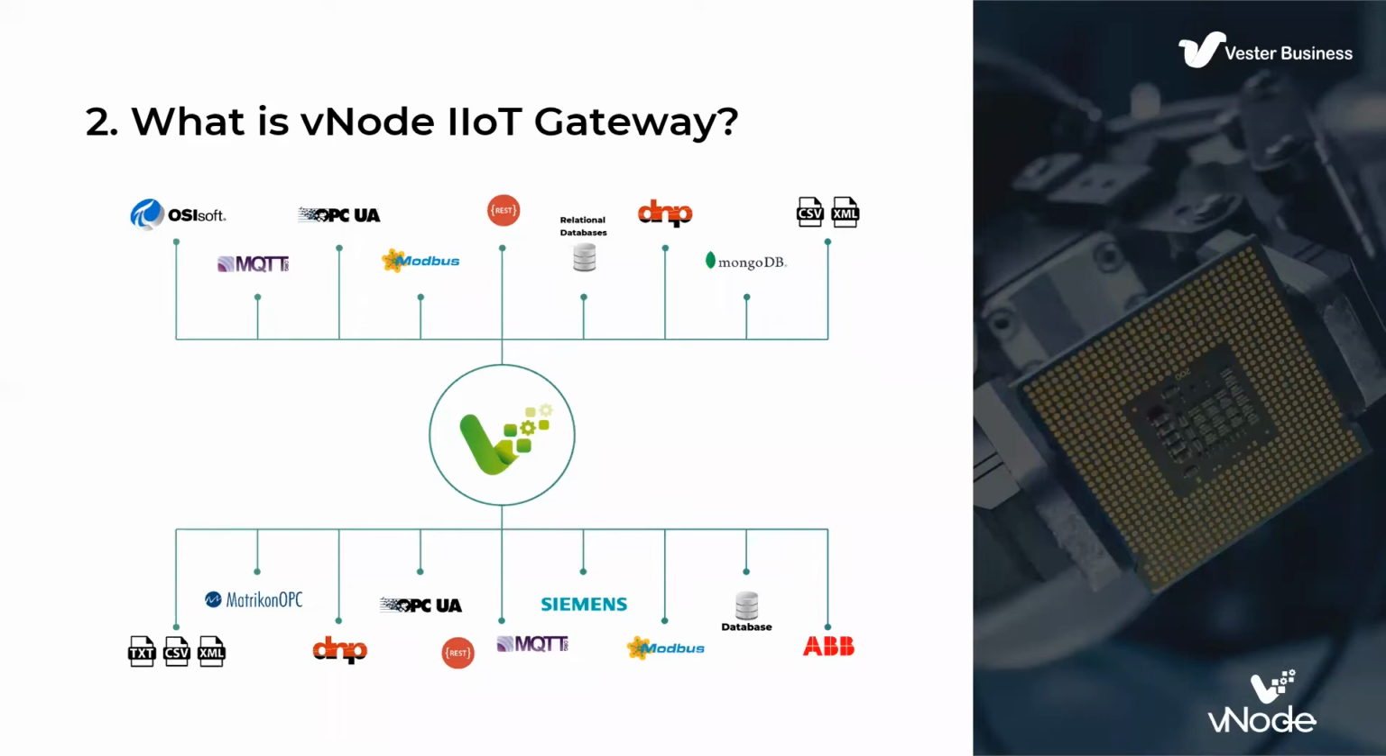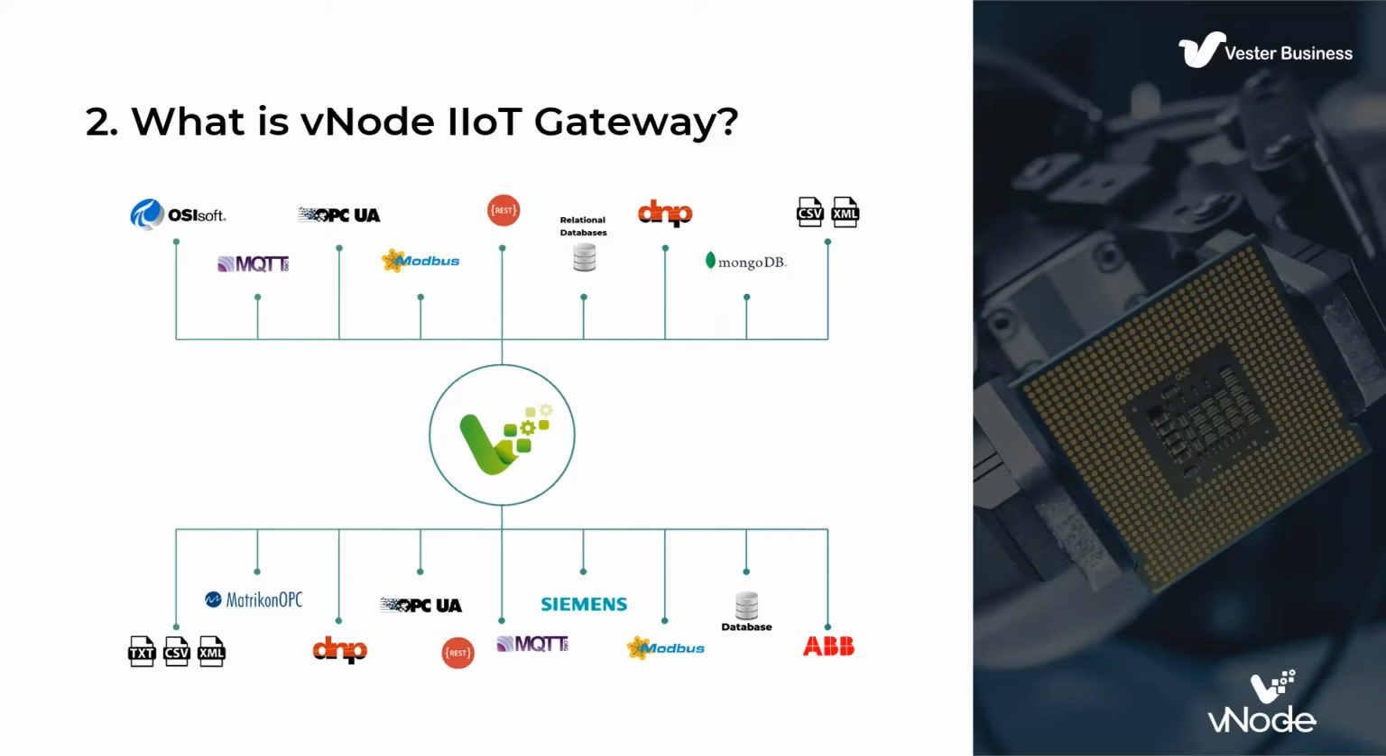And what about if you need to read the data coming from a Siemens S7 PLC and deliver it like a Modbus slave? Also, you can do it, because vNode is not just an application that allows you to deliver the data to the cloud. You can deliver the data to the protocol that your end application supports.